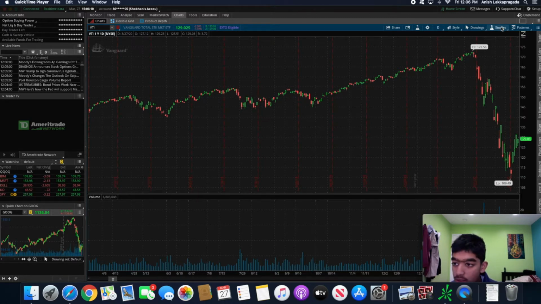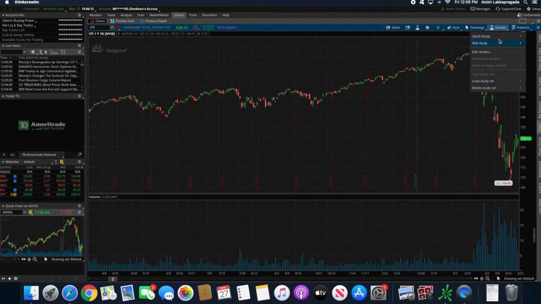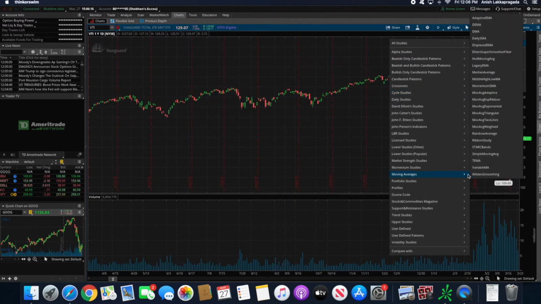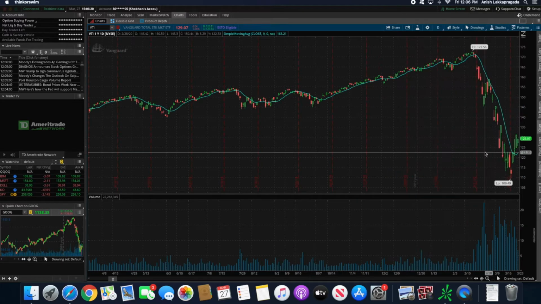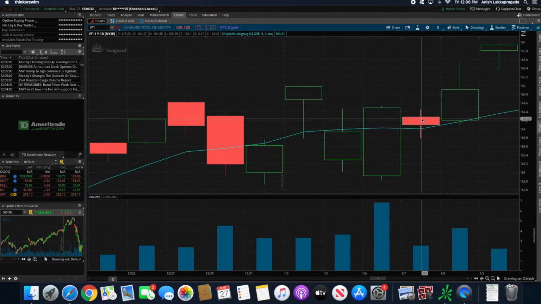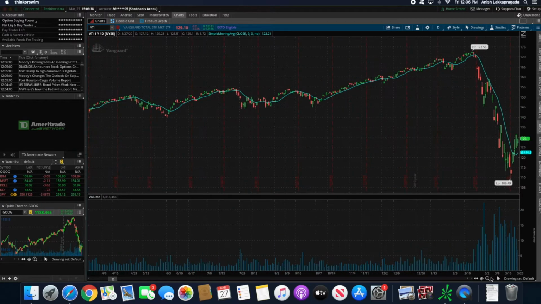So right now we're in Thinkorswim, or TD Ameritrade's trading platform. We're going to go to add study, moving averages. And the first moving average we're going to take a look at is the SMA, or the simple moving average. For those of you learning about lines of best fit, this is really what an SMA is. Let's zoom in here. It just takes data points and averages them to create this kind of line of best fit. And that's really what the SMA does.